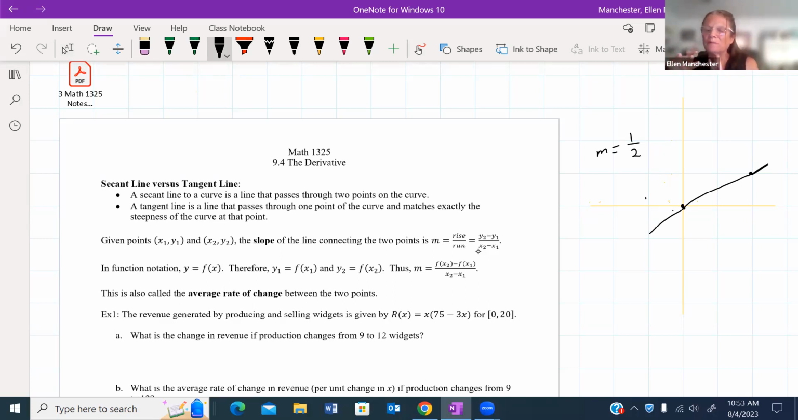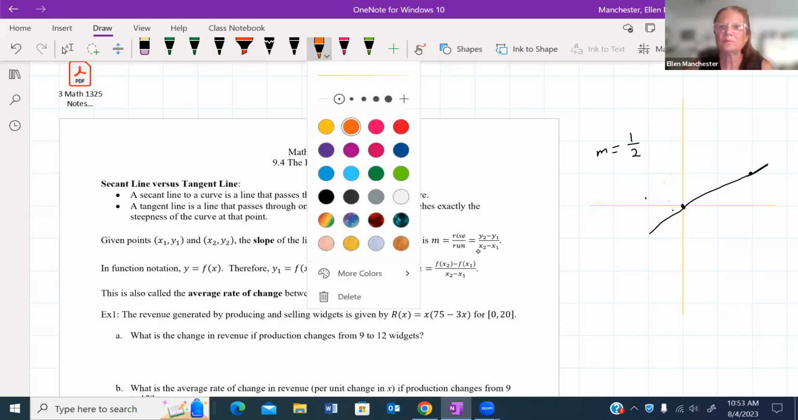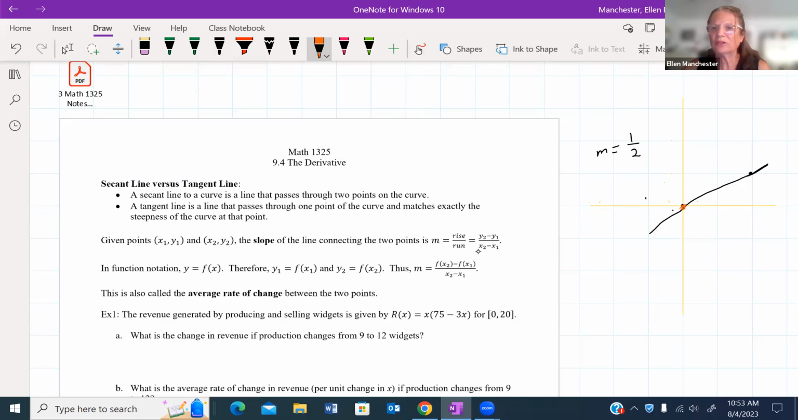The larger the number, the steeper the slope. So if I change my color here, and let's say I have a point again right here at the origin, and I rise 3 and run 1, now you can see that the slope of my line is much steeper. The slope is I rose 3 and I ran 1, which is a whole number 3. So the bigger the number, the steeper the slope. The smaller the number, the less steepness that slope has. Okay, so that is the relationship between what a slope is, the rise and the run.